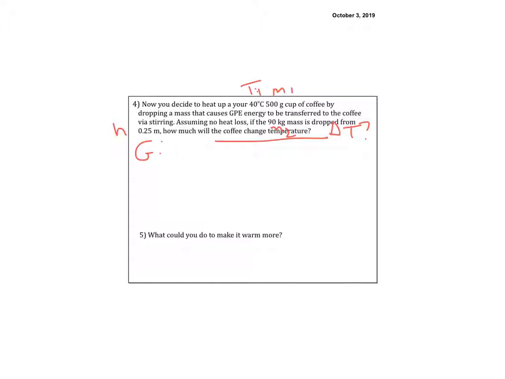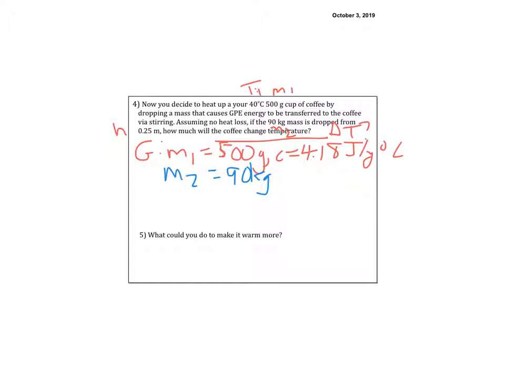So in my given, M1 is going to be equal to 500 grams. And it's okay to be in grams because my C is 4.18 joules per gram degrees Celsius, right? And then we do the other color. So M2 is equal to 90 kilograms, and that's good because we need to get it in joules, right? And it has to be in kilograms to be in joules. So you got to watch those units.